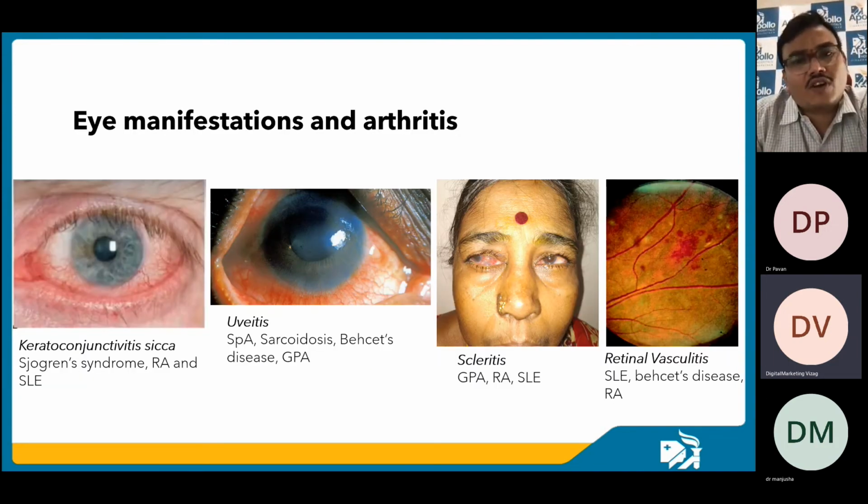So next we'll see what are the eye manifestations associated with arthritis. The most common is keratoconjunctivitis sicca, which can be seen in Sjogren syndrome, which can also be associated as a secondary Sjogren syndrome with rheumatoid arthritis and SLE as well. And uveitis as a presentation with arthritis can be seen in spondyloarthritis, sarcoidosis, Behçet's disease, and GPA, ANCA-associated vasculitis.